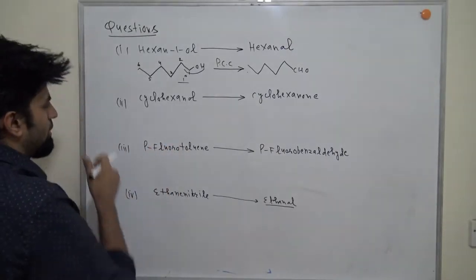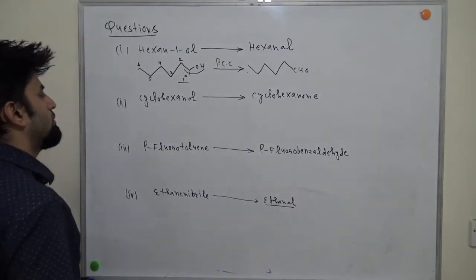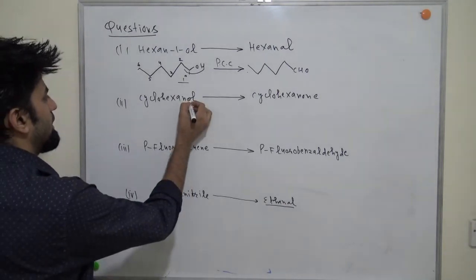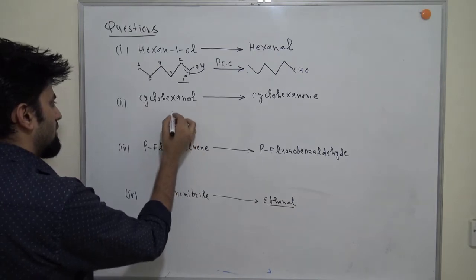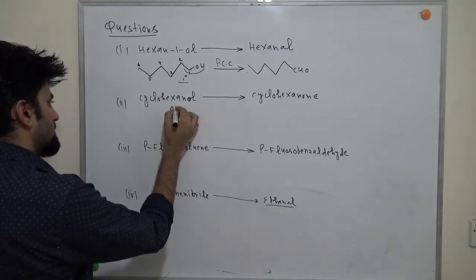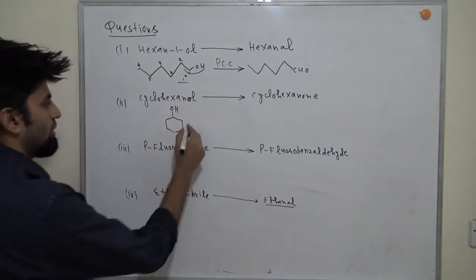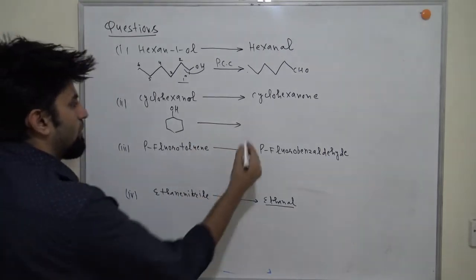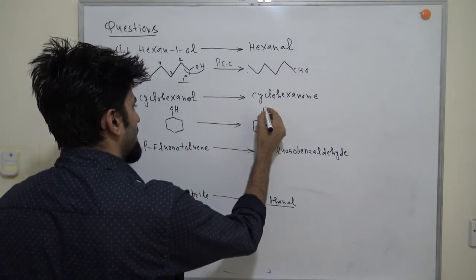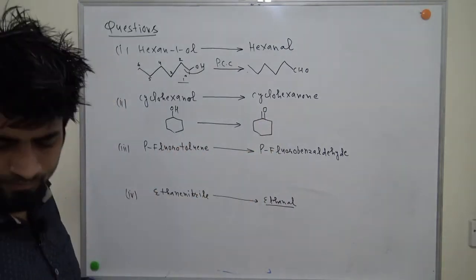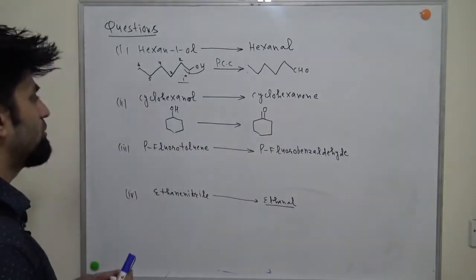Now what is this? Cyclohexanol, sorry, this is cyclohexanol. So we have cyclohexanol like this. This will be the structure of cyclohexanol. Again, this is a 2 degree alcohol, and they are asking you to convert it into cyclohexanone. Okay, 2 degree alcohol to ketone.